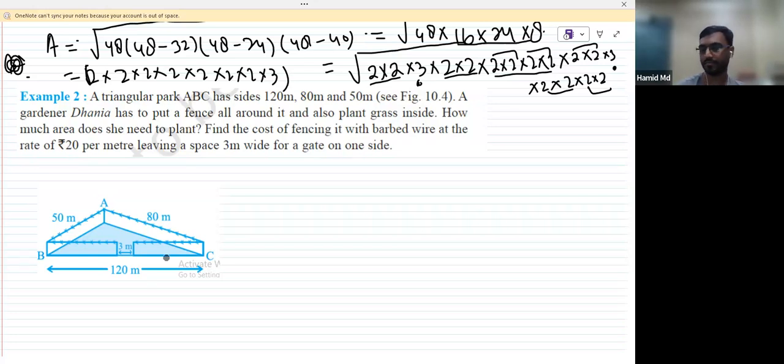The 3 meter space means that we need this space for entry. Oh, okay. So the fencing is all around from here to there. These are the barbed wire, and this is being left. So the wire is not present in this 3 meter length. We can find the fencing, we can add all the sides, minus the 3 meters. Then we'll take the perimeter minus 3 and multiply with 20 rupees. That's good. No problem. Do it.